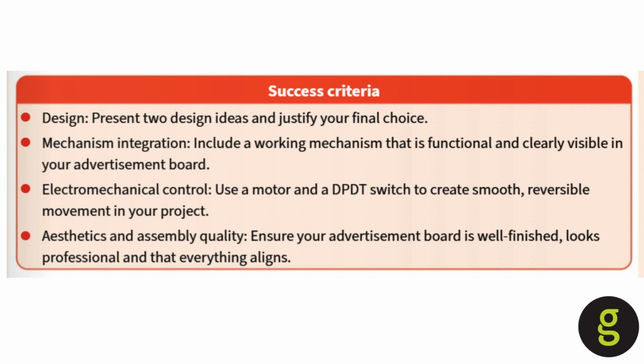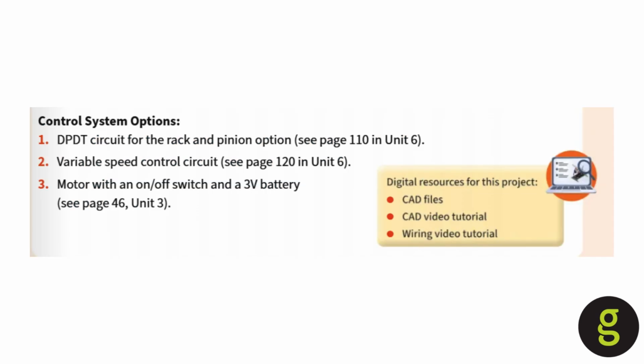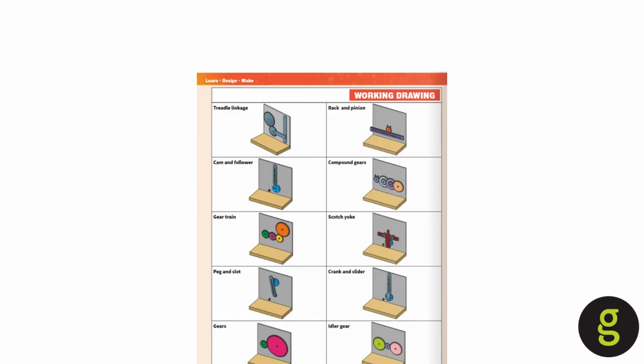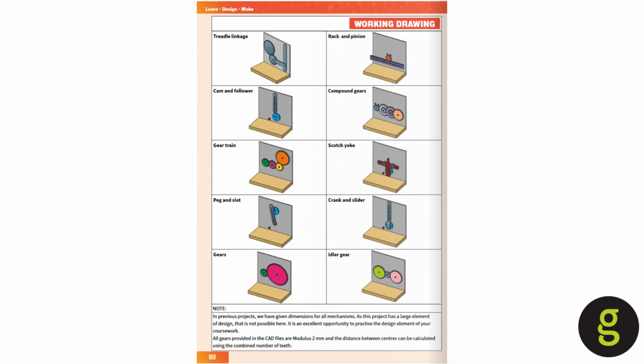So we're trying to guide students, although they can dissect that brief themselves, the success criteria I suppose acts as a bit of an aid to make sure they're reaching all elements of the brief. And then underneath it you can see the control systems that they can use. So that's linking previous control systems that they would have encountered in other units. And then lastly, on the right hand side, you can see the working drawings. So students have full autonomy on what mechanism they want to use.